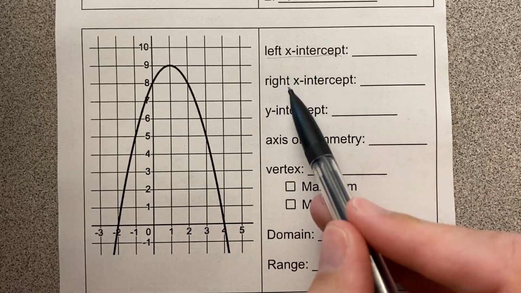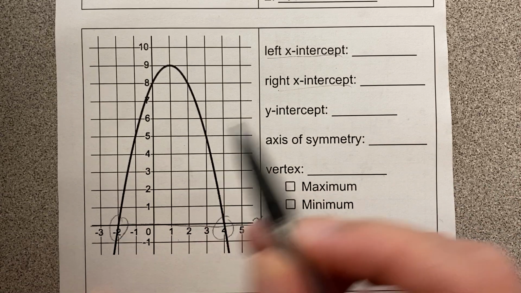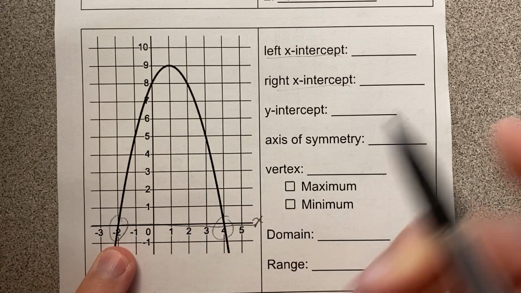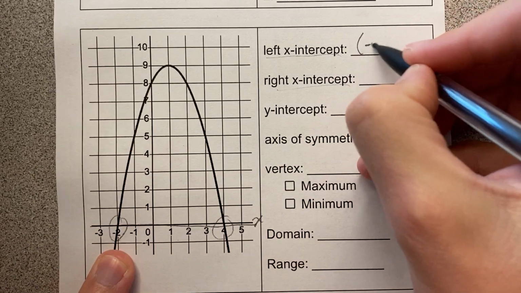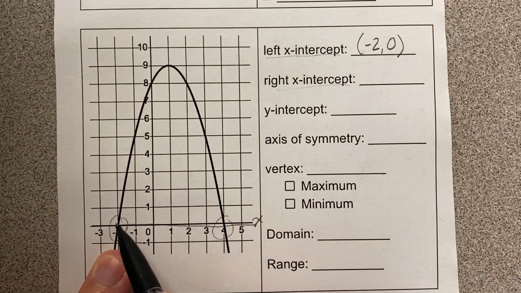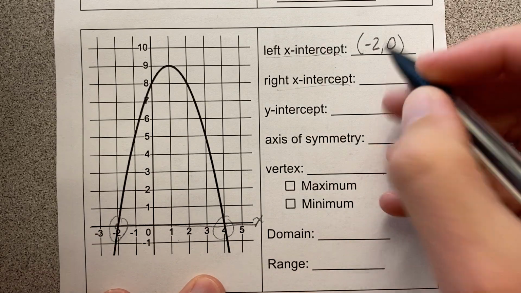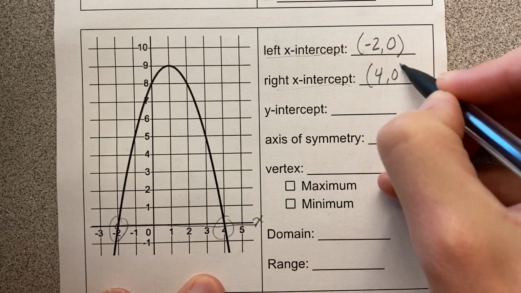All right, so let's get a little bit more specific here. Let's talk x-intercepts first this time. Here's the x-axis. So the x-intercepts are here and here. The left x-intercept is this point right here, and that point is -2, 0. It's always going to be a 0 here because that's the only way it's going to land on that x-axis. The right x-intercept is this point right here, which is 4, 0.